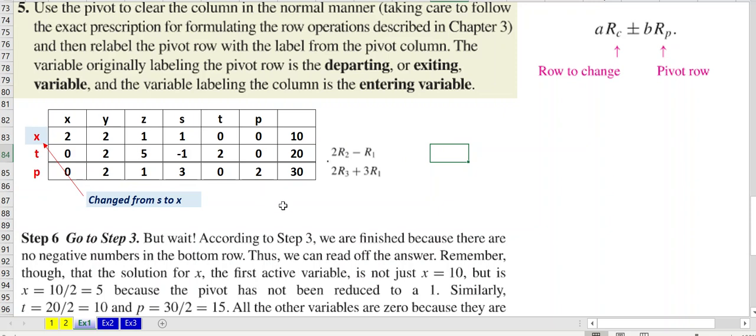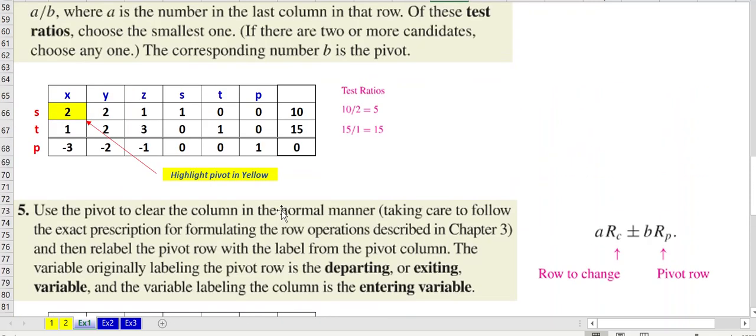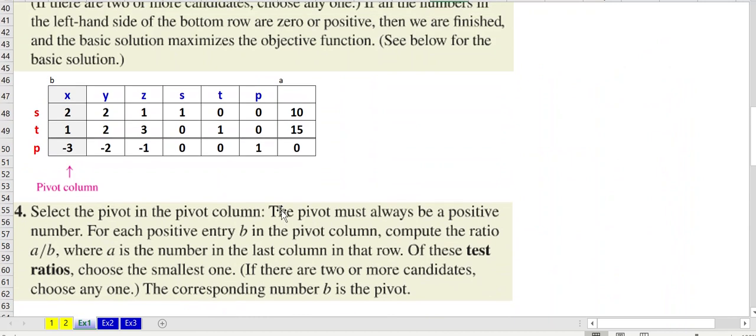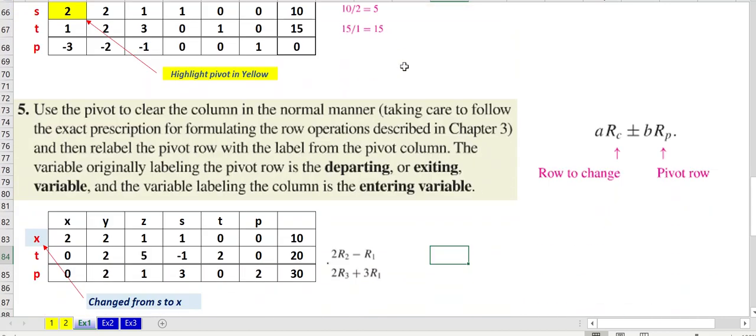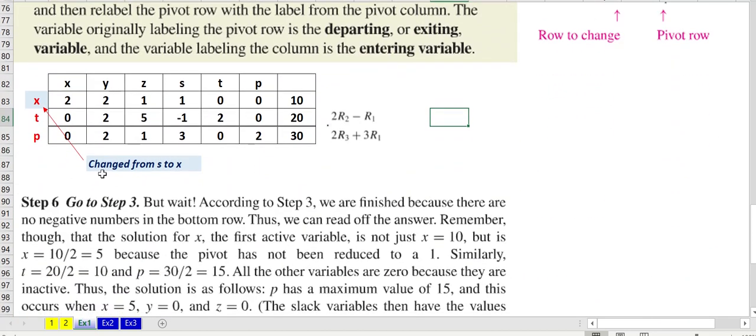Now, in this particular problem, we are done already. As it says up here, if all the numbers in the left-hand side of the bottom row are 0 or positive, we are finished. And so that's what we have now. All the numbers in the bottom row are positive or 0. So we are done in one step. Sometimes you can take 2, 3, or 4 steps.